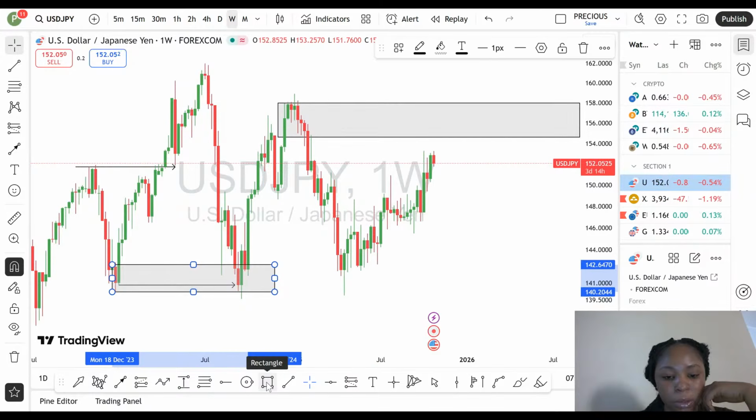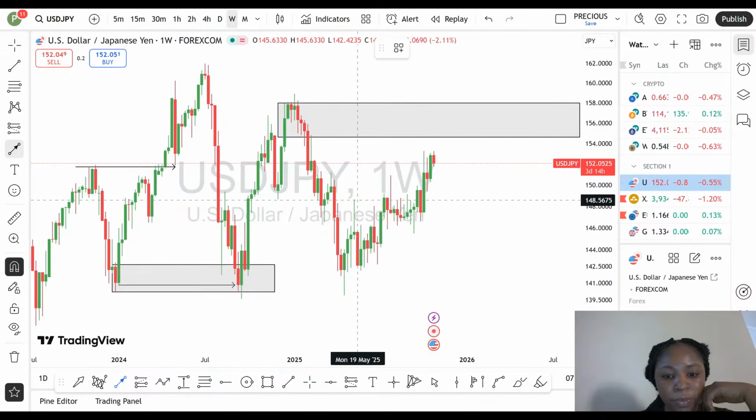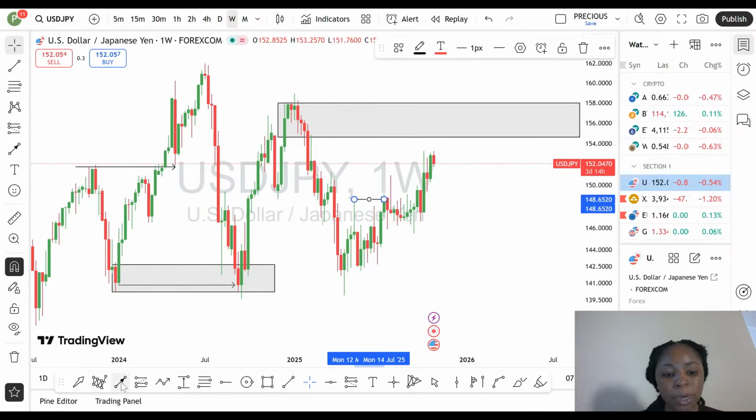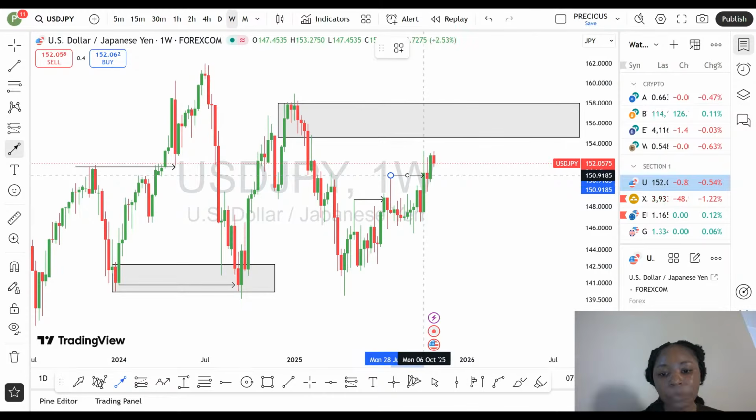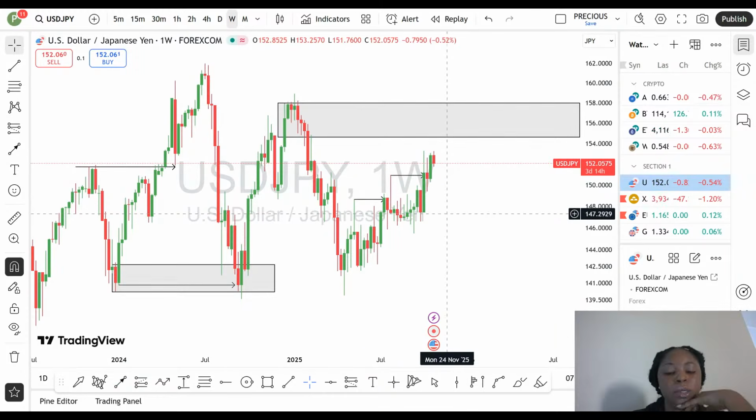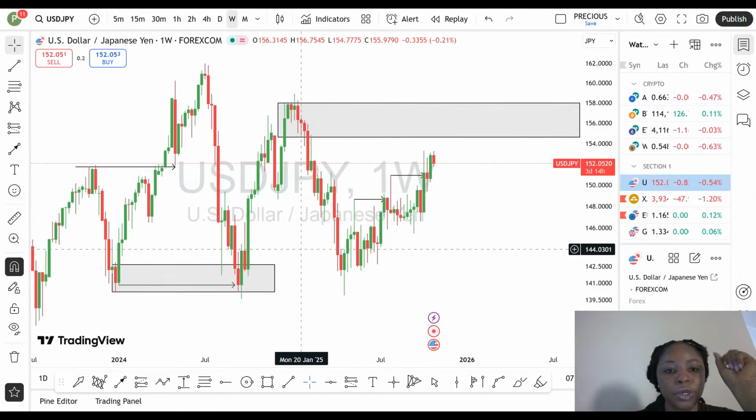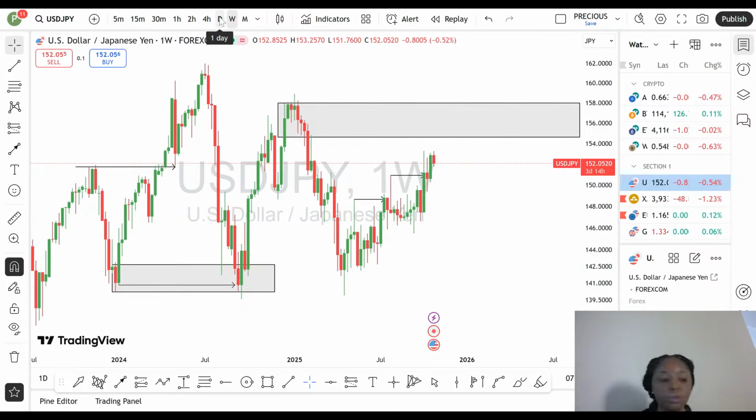And before that, you guys can see we're having a break of structure to the upside, and this confirms that, okay, we are bullish. Mind you, one candle here is for an entire week. So you guys can see what is going on. So let's go to the daily. So this is how to do multiple time frame analysis from the higher time frame to the lower time frame.